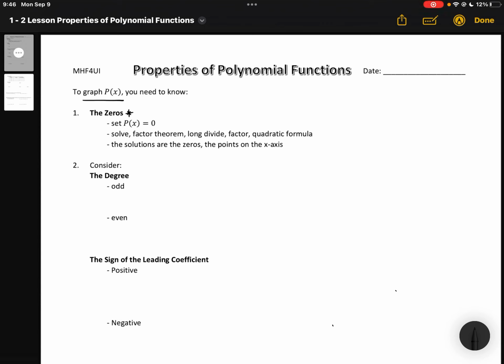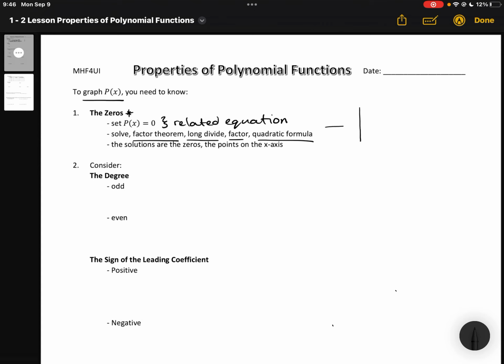The first thing that you're going to do is set your function equal to 0, and this is called your related equation. And in order to solve that equation, you are going to use the factor theorem, long divide, factor, quadratic formula. Some of those things you've seen before. Other things we're going to take a look at later in the unit. So the solutions to your related polynomial equation are the zeros, or the points that are on the x-axis.